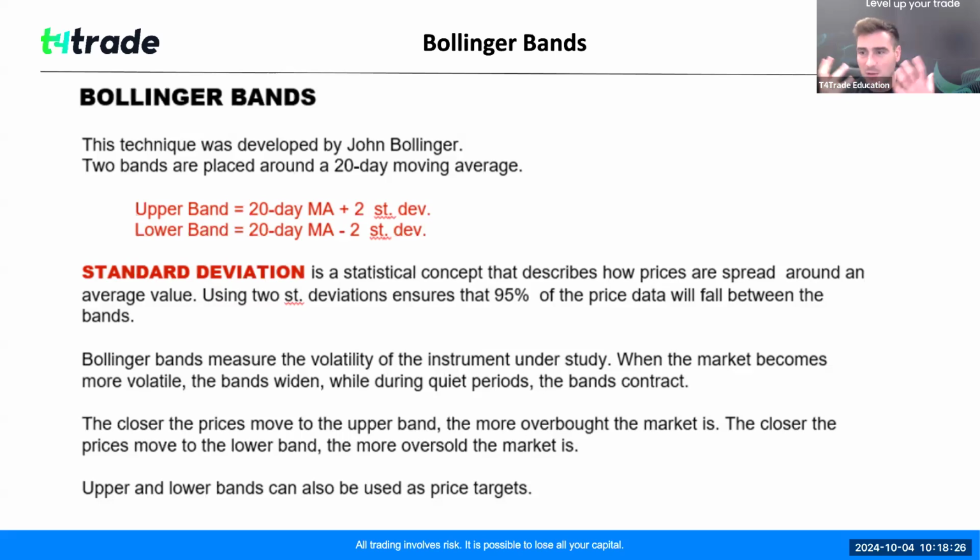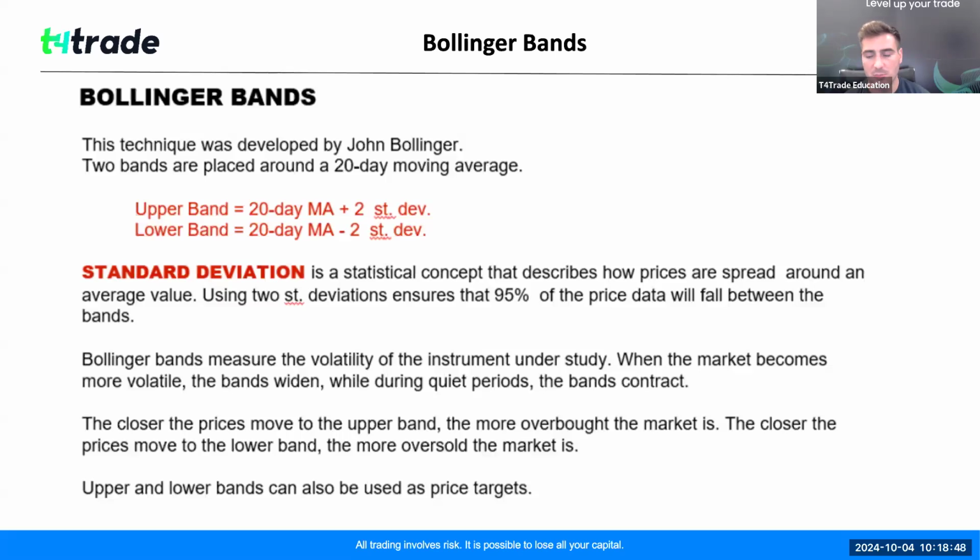Okay, so this is the main concept of how Bollinger Bands are being used. Bollinger Bands at the end of the day measure the volatility of an instrument under study, and when the market becomes more volatile, we tend to see the bands moving further apart, so they widen, and during quiet periods or periods of consolidation, we have the bands contracting.